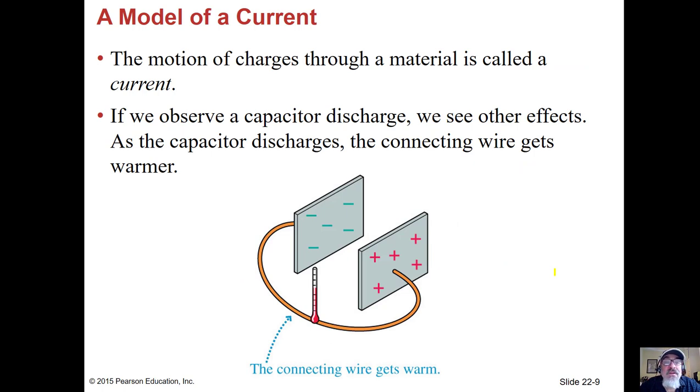If it was a light bulb, the wire maybe would even glow. Okay, so if we observe the capacitor discharge, we see other effects. The wire gets warmer, and you can tell. Literally, what's happening is the electrons are colliding with other particles in the wire and heating it up.